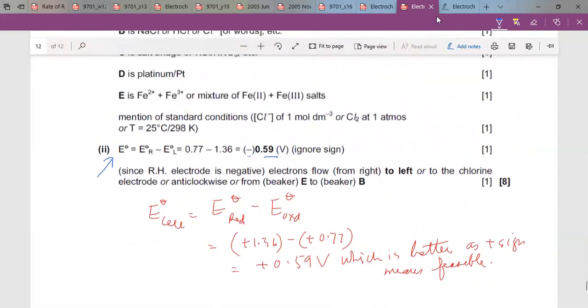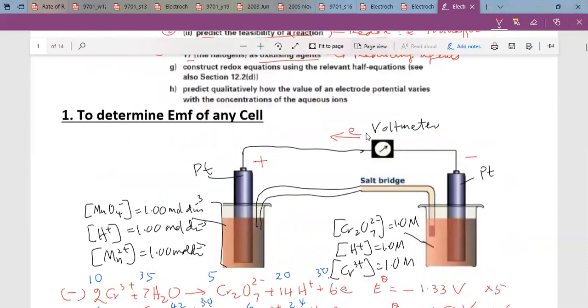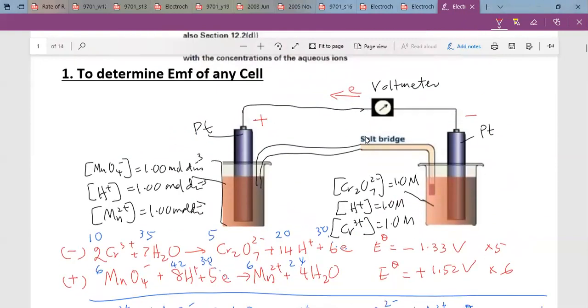Later, when we talk about redox reactions. Now I've got something interesting here. I just cooked it up. I cut and paste so it's not a very nice diagram, but enough.